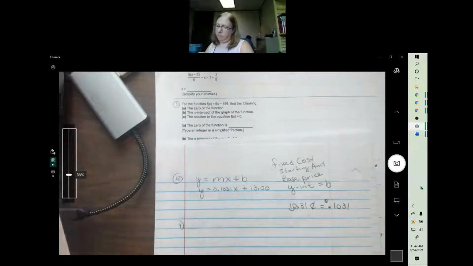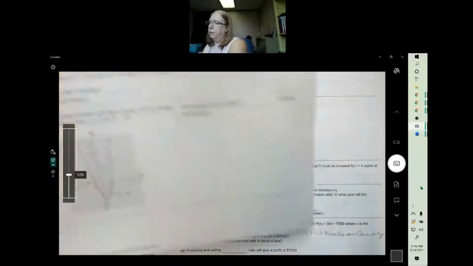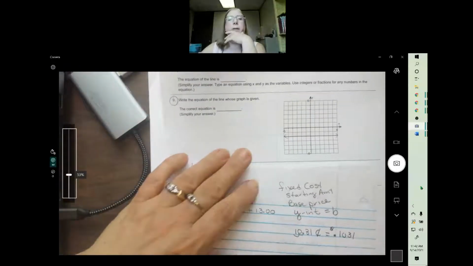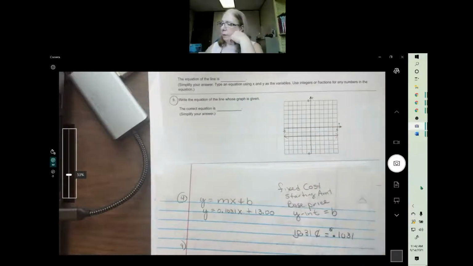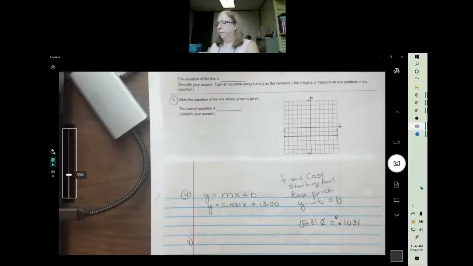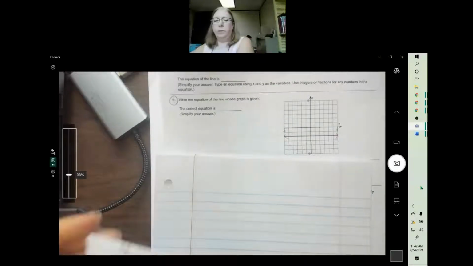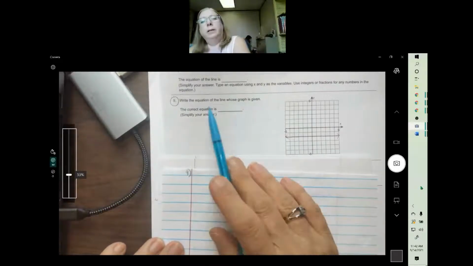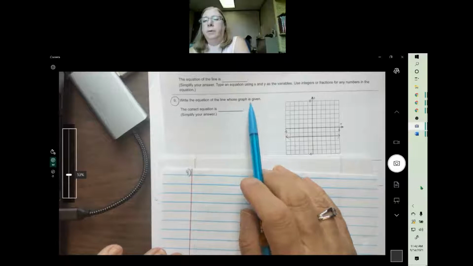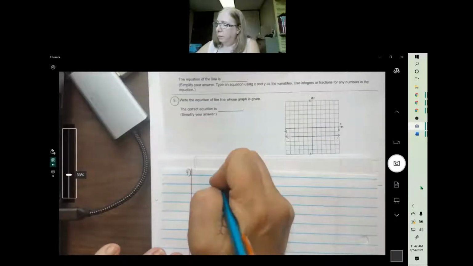Number 9. One thing that's nice with the homework, you can print it and, like I did, just write on it. And it'll print more than one problem for you. Number 9. Notice this is one of our special cases. It says write the equation of a line whose graph is given. Horizontal. That's a horizontal line.